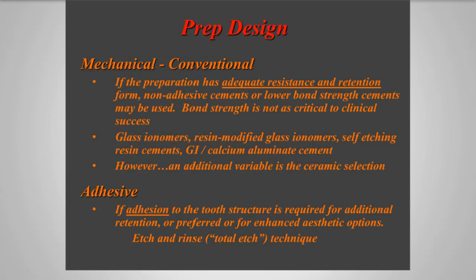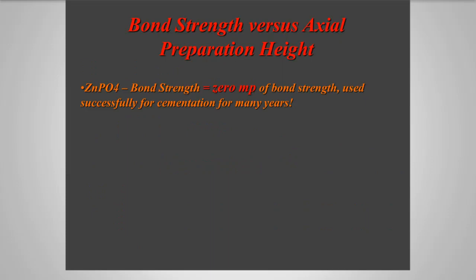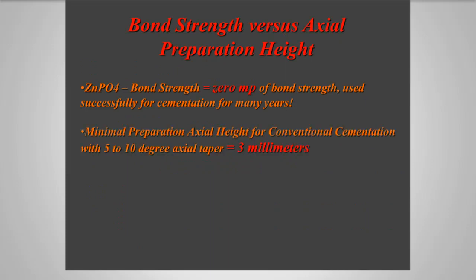As I said, zinc phosphate, bond strength 0 megapascals, used successfully for many years. So here are some parameters. I would consider minimal preparation axial height for conventional cementation in any of those cement categories or product types that we mentioned. 3 millimeters is it. You need to have at least 3 millimeters of height with 5 to 10 degrees of axial taper. And then you can cement with anything.